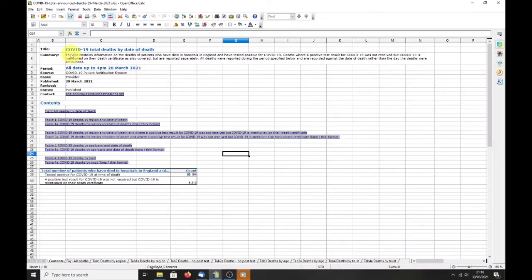This is the first spreadsheet I was talking about, and it's entitled COVID-19 Total Deaths by Date of Death. And basically we've got two figures here. The first one is tested positive for COVID at time of death, and that gives you the total figure from 1st of March 2020 up to the present day, and that is 86,194. And the second figure is a positive test result for COVID-19 was not received, but COVID-19 is mentioned on the death certificate. That gives you there 5,310.